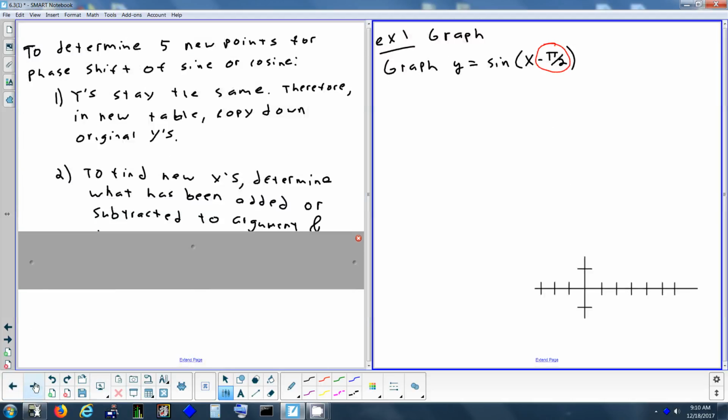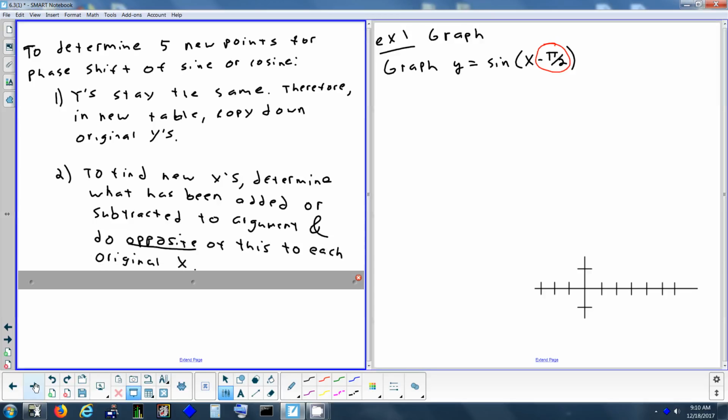Now, which way is that going to move if you subtract pi over 2? It's going to move all my points to the right. So really, if I want x values to move to the right, what do you have to do to the x values? Do you increase them or decrease them? You increase them. So what you end up doing is you do the opposite. If you see minus pi over 2, you're going to add pi over 2.